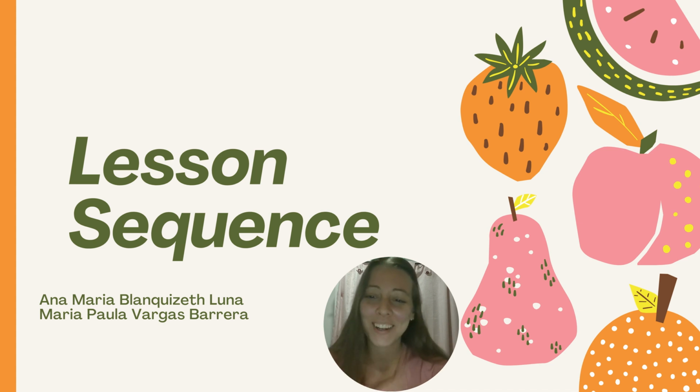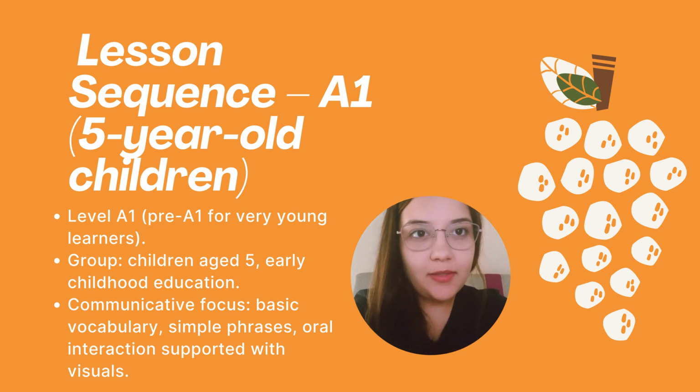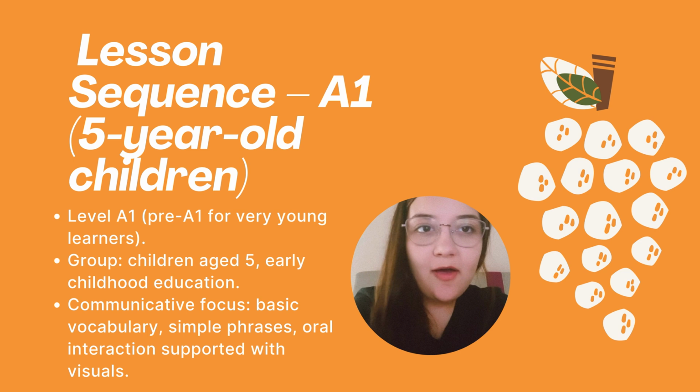So let's start. This lesson sequence is designed for very young learners, specifically 5-year-old children. The level is A1, which means we will focus on very basic language skills, and our main goal is to introduce simple vocabulary and phrases about fruits and encourage oral interaction through visual and fun activities.